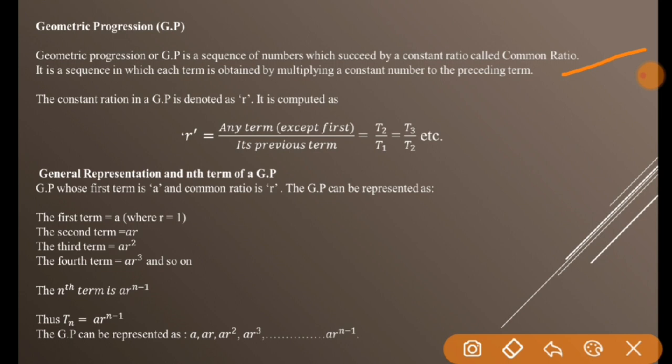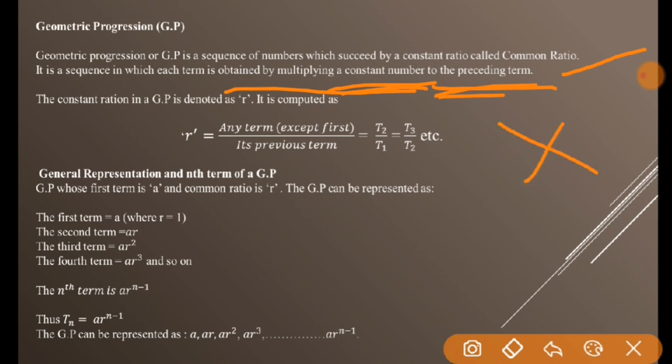It is a sequence in which each term is obtained by multiplying a constant number with the preceding term. So here we are getting the common ratio. We are getting the sequence by multiplying the constant number to the preceding term.